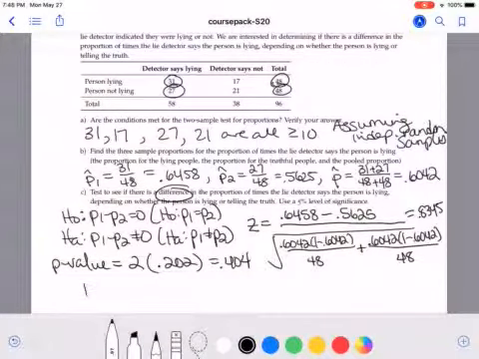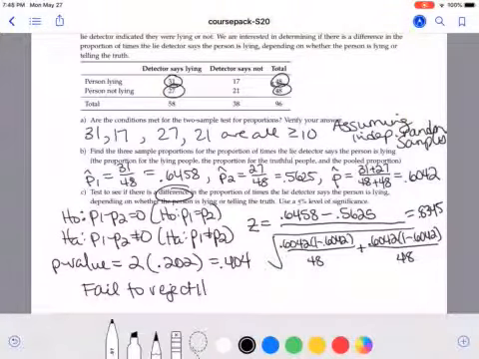That is a large p-value, leading us to fail to reject our null. And then at this point, we'd want to write out the rest of our conclusion in words. So we would say something like, we do not have significant evidence of the alternative. So we do not have significant evidence that the proportion of times the lie detector reports the lie differs for those people lying and telling the truth.